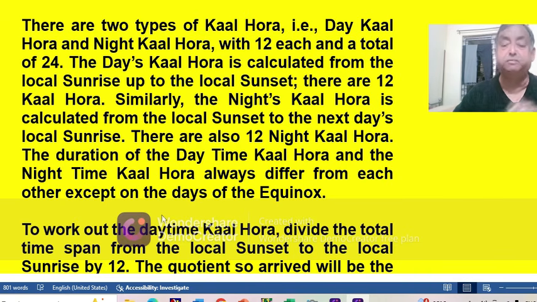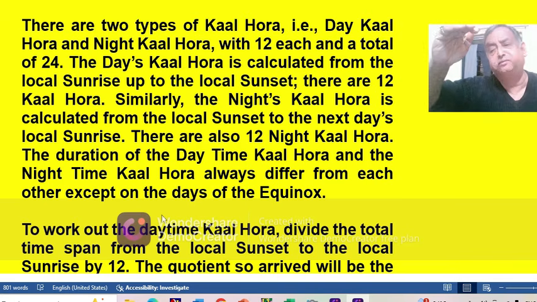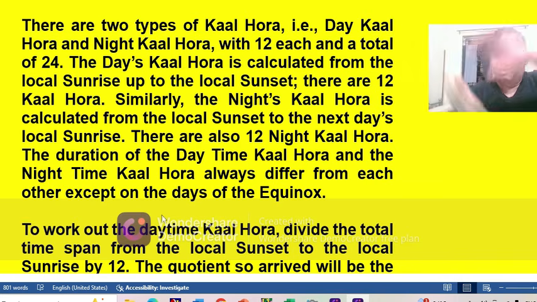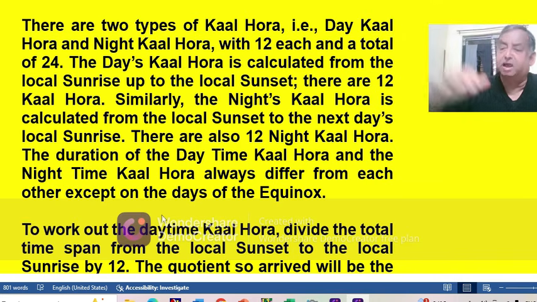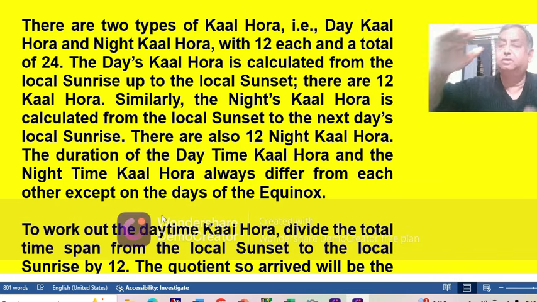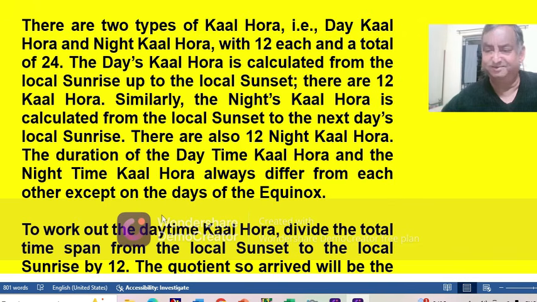The duration of daytime Kaal Hora and the nighttime Kaal Hora always differ from each other, except on the days of equinox, when day and night are almost the same. Otherwise, during summer, the day Kaal Hora are of longer duration, and during winter, the night Kaal Hora are of longer duration.